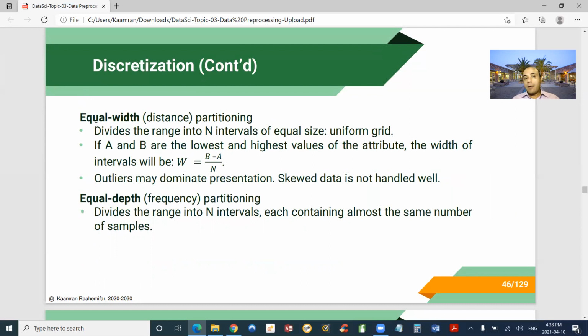We have two types of discretization in this presentation: equal width and equal depth. Equal width is about distance and equal depth is about frequency. In equal width, I'm going to take a look at the data frame, the minimum and the maximum, and I'm going to divide it into intervals. So say I want 2 intervals.